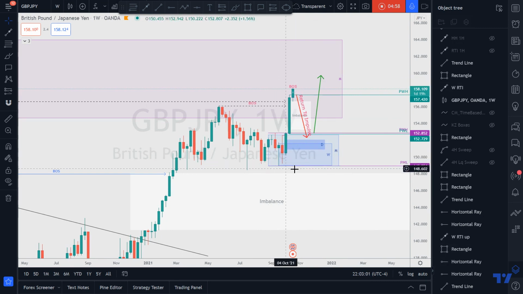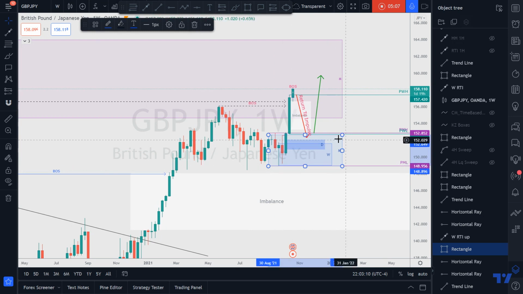But you see how we have this demand area all sorted out. We have a monthly, and inside of that monthly we have a weekly order block, and on top of that, we have a daily order block. So I'm really hoping that this is the spot where price will return to as far as the impulsing order block that sent price to break that structure.